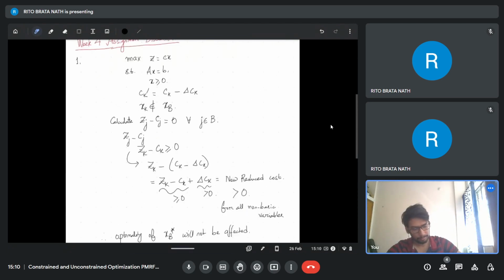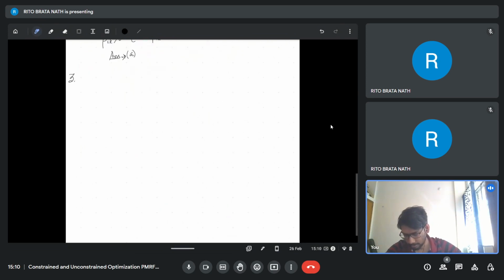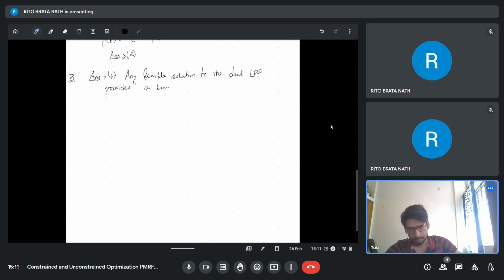Now let's get into the third problem. The third problem says: which of the following statements is true about the dual LPP. It says any feasible solution to the dual provides a bound on the objective of the original primal problem. So option C is the correct one. That had already been shown in the class, I think. So any feasible solution to the dual LPP provides a bound on the objective of the original primal problem.